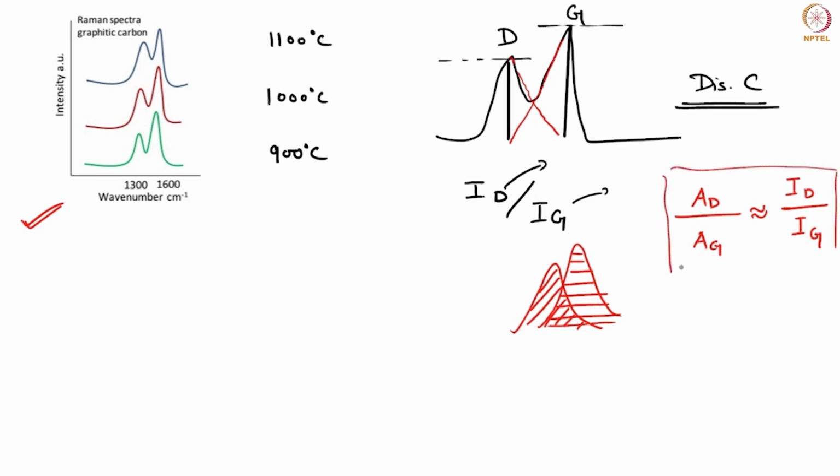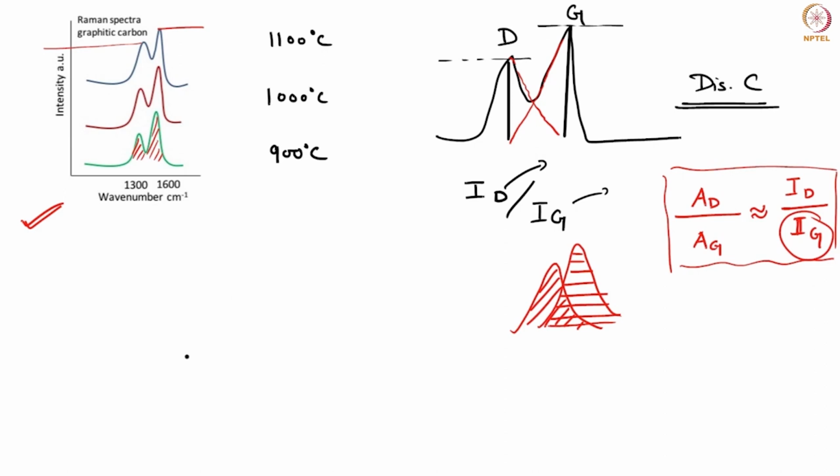You can find if the intensity or area of your G peak is increasing. So the ratio might be decreasing if you're taking ID by IG. And in that case you can calculate it using the intensities, the heights of the peaks, or the area of the peak, and then you can find out your ID by IG ratio.